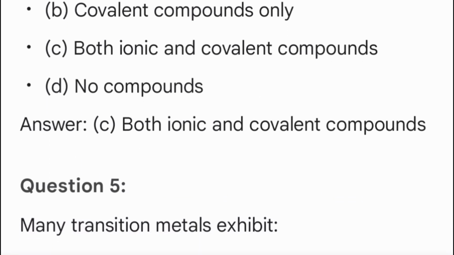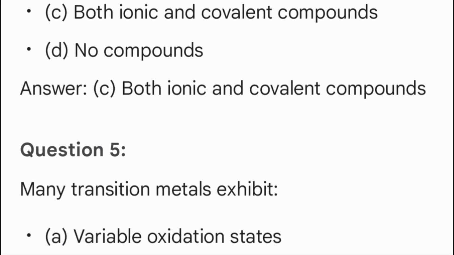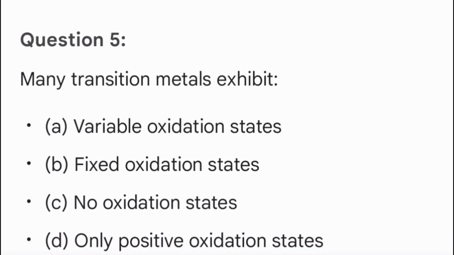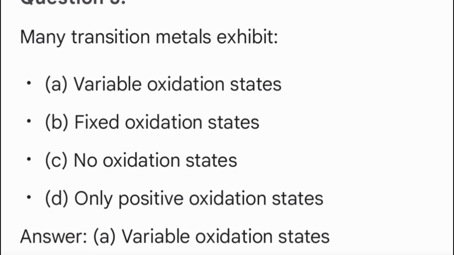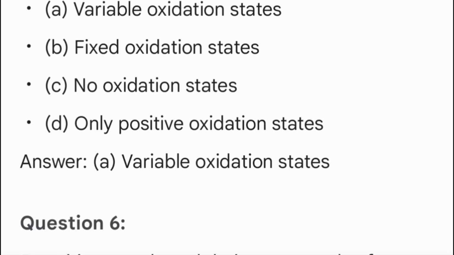Question 5. Many transition metals exhibit A. Variable oxidation states. B. Fixed oxidation states. C. No oxidation states. D. Only positive oxidation states. Answer. A. Variable oxidation states.